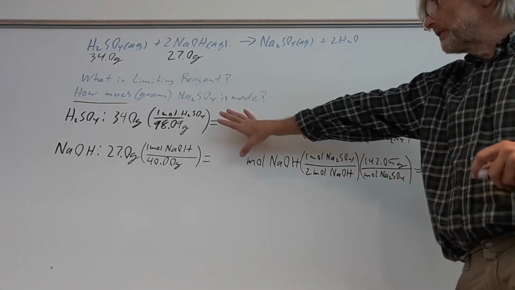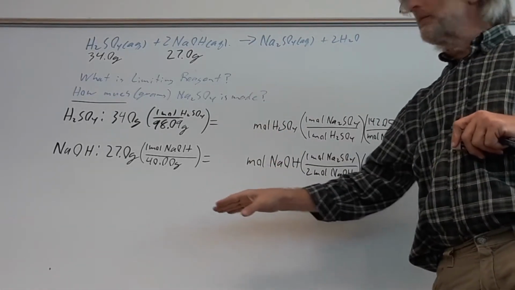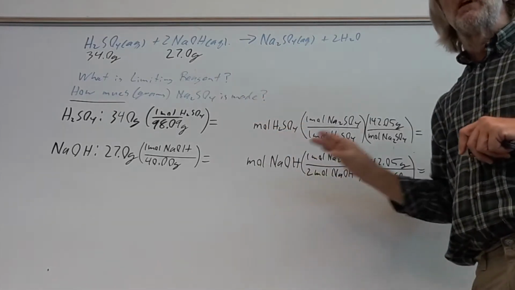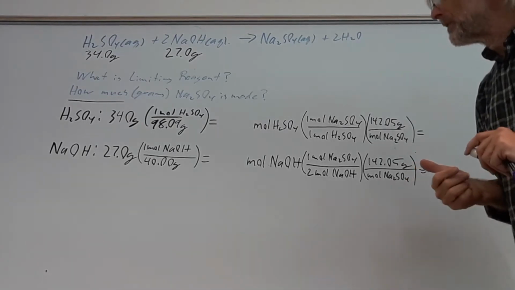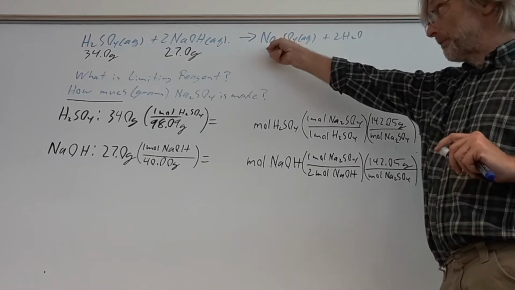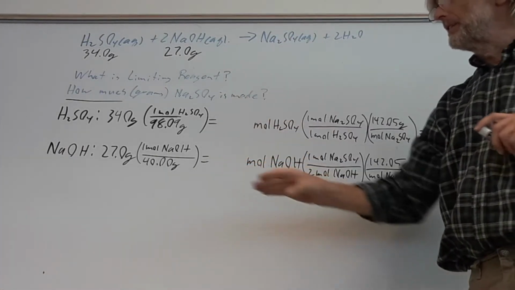So the easy way is to calculate the amount of product from both reactants. And then if we're answering just what is the limiting reactant, I'll show us a shortcut that we can use to just answer that question. So to figure out how much product, we're just using one product, we have to use the same product for both calculations.